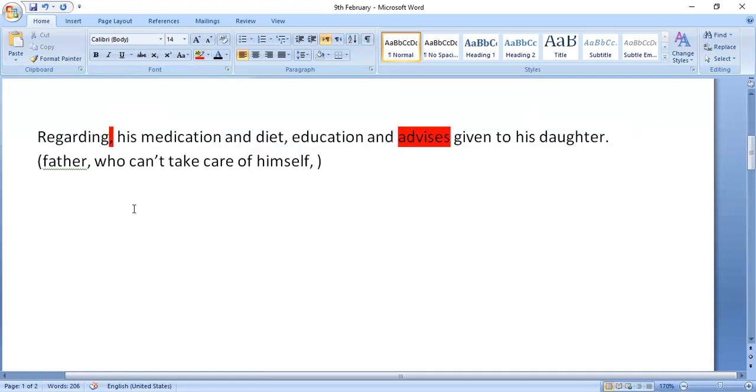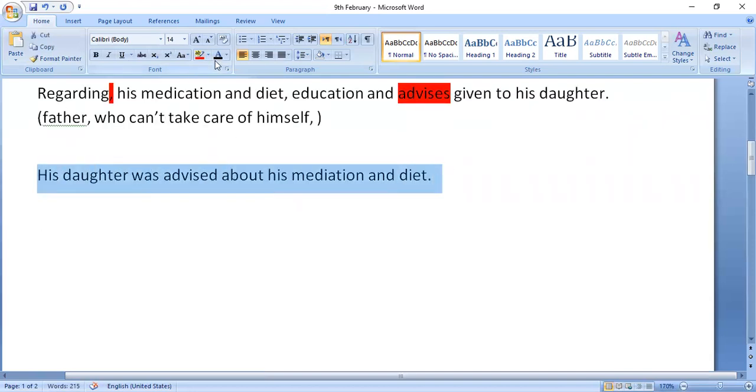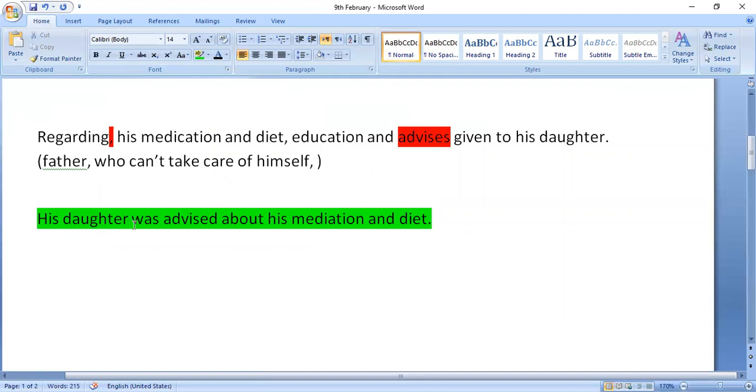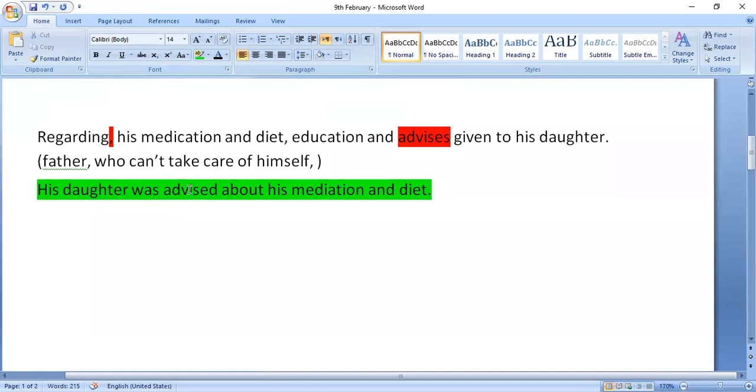Now I have already written this sentence for this student, so I am just copying it here so that you can compare how the difference between C grade, C plus, and B grade looks like. Okay, his daughter was advised about his medication and diet. This was the thing that we needed to write. So this is what we should have written, a sentence like this, very concise and easy to understand.